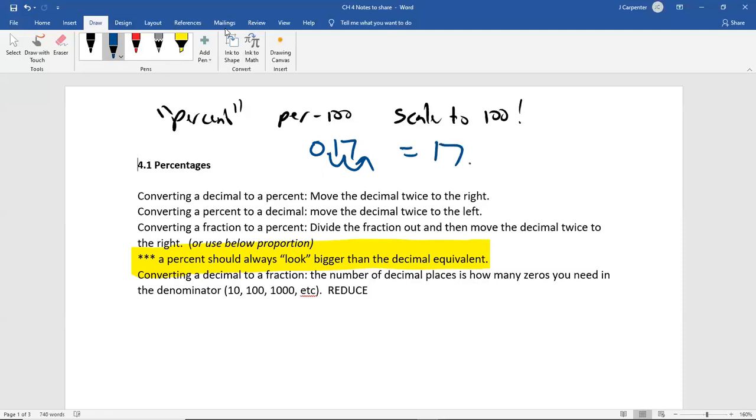Now we don't need to write this decimal because it's a whole number, so I'm not going to write it. And then there's our percent. And 17 looks bigger than 0.17. That highlighted memo has saved me countless times, and believe me, it will do the same for you.